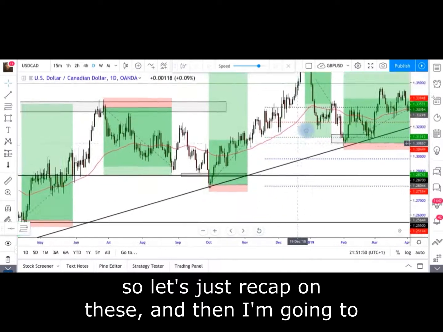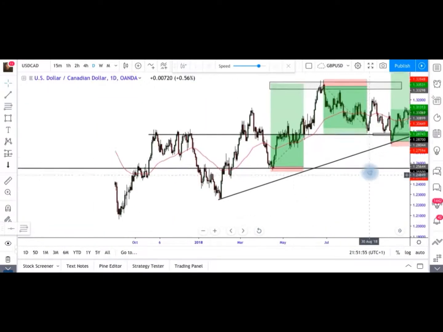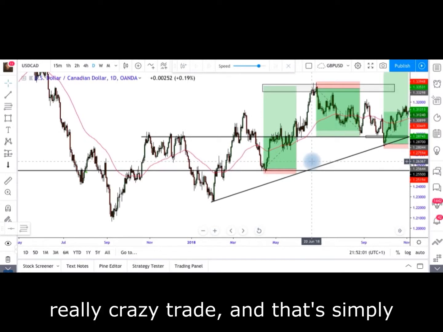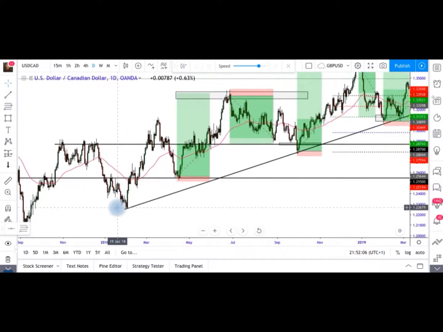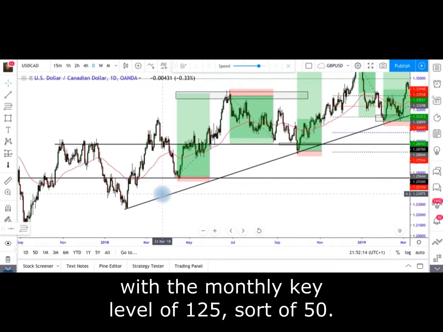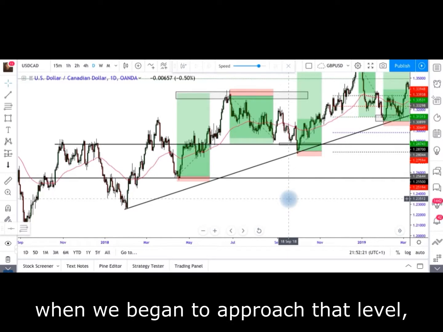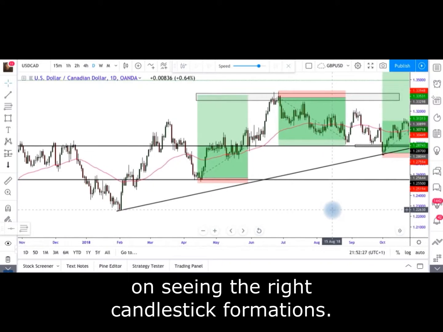So let's just recap on these, and then I'm going to go deeper into how we can get even more entries within this. So our first trade here was a 1 to 17.5. Really crazy trade, and that's simply because we created this sequence here. And when we've done this first leg, it allowed us to draw a fib. We were anticipating the 61.8 because it lined up with the monthly key level of 125 sort of 50. We scaled down to the hourly time frame when we began to approach that level, which allowed us to get a really, really tight entry on seeing the right candlestick formations.